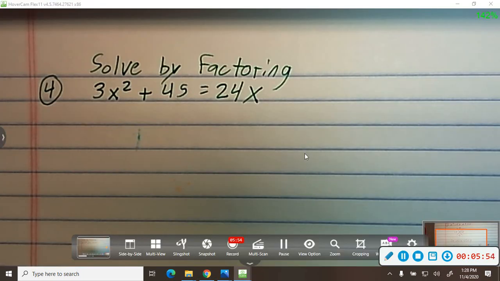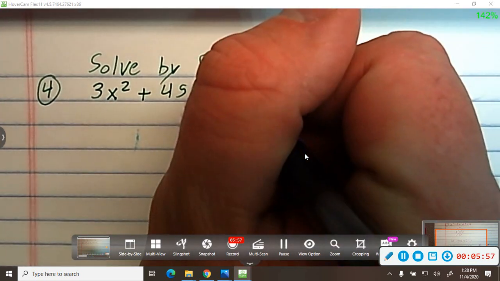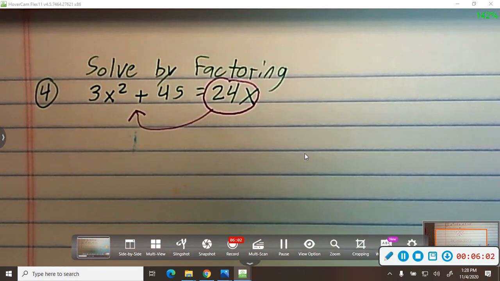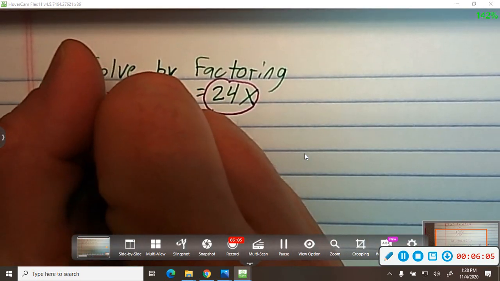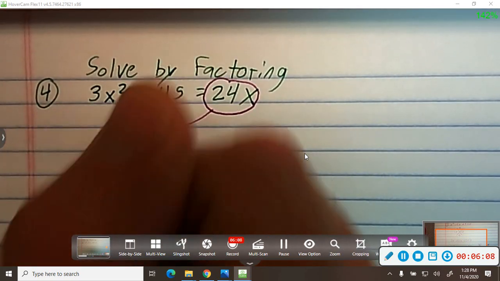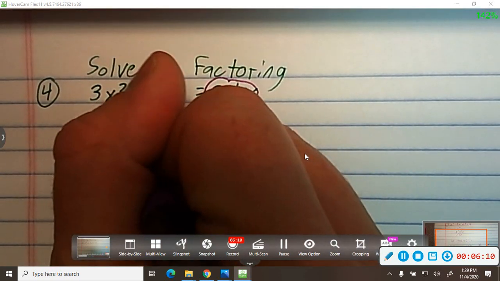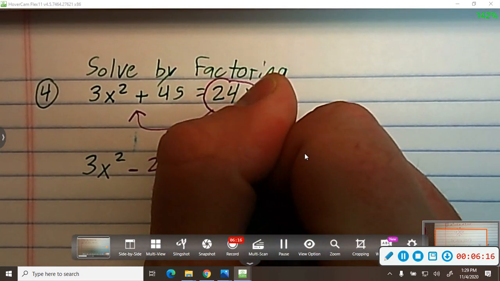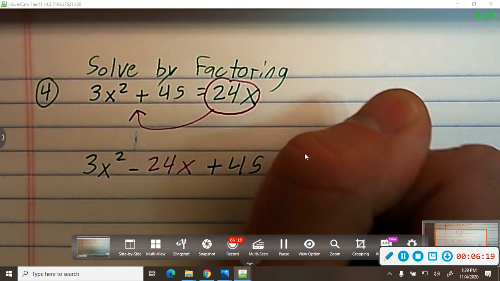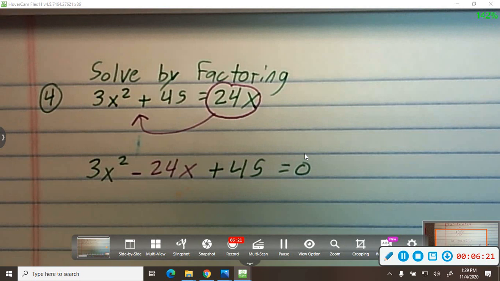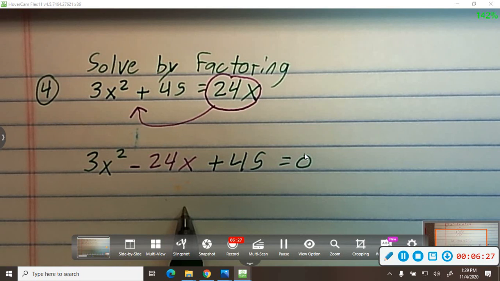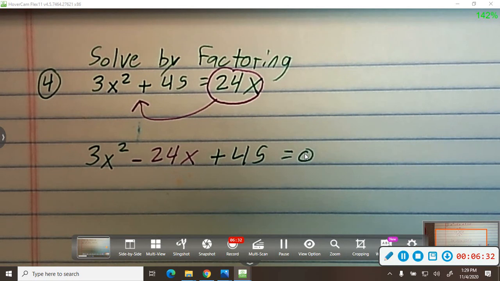So we're trying to solve this by factoring. First thing you're going to want to do is move this to the middle here. And so you'd have 3x squared. And when you move something to the other side, it changes signs. Now, it might be tempting to go, okay, 3 times 45, and put that on top of the x, and then put the negative 24 on bottom. It would be better to take out the GCF.